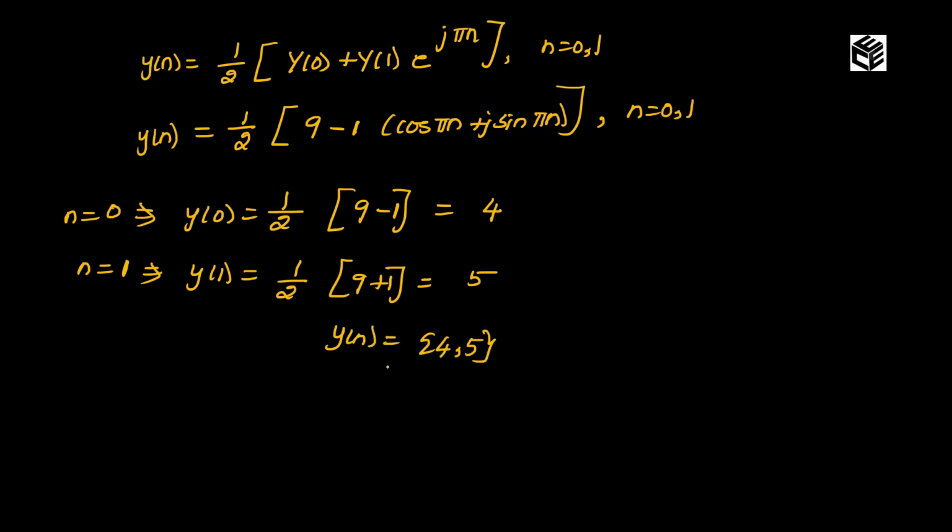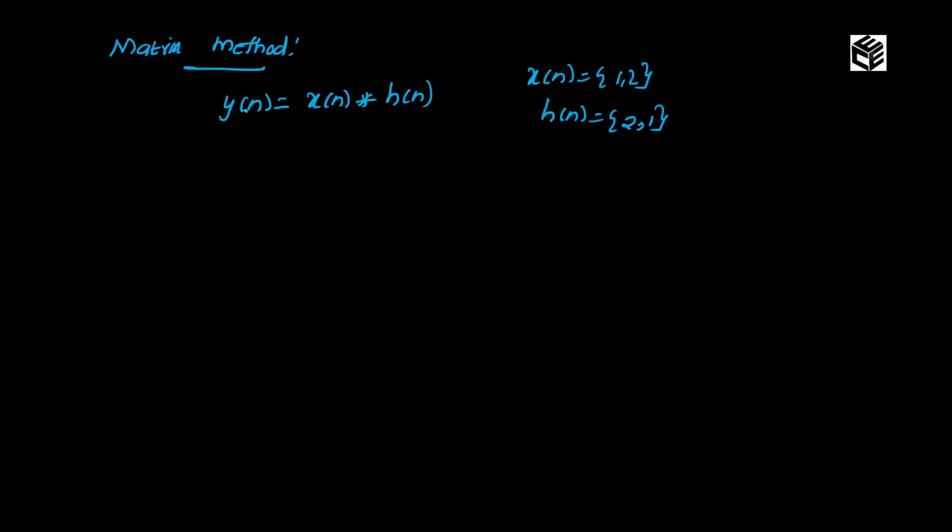Now I need to check whether this answer is correct or not. For that, I am going to the next step, that is performing matrix method using circular convolution. So y of n is equal to x of n star h of n. I know what is x of n and what is h of n. I am going to perform this matrix method.